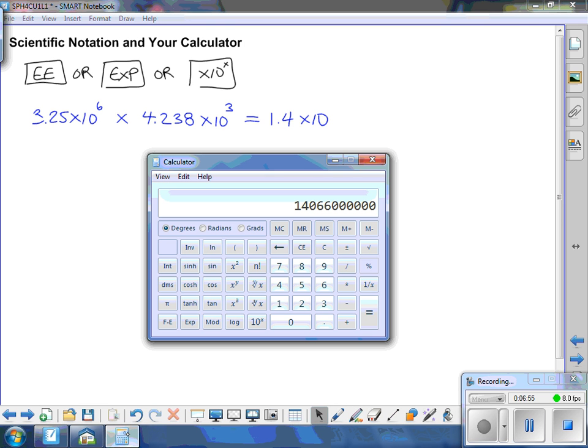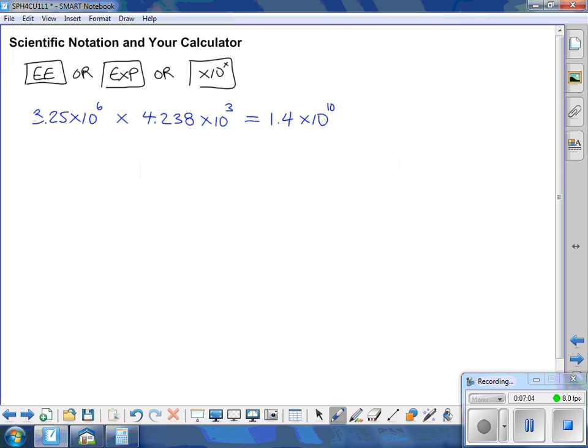If I bring that calculator up, I count my decimal places. So 1, 2, 3, 4, 5, 6, 7, 8, 9, 10. So 1.4 times 10 to the 10th. And most calculators, the handheld calculators, will automatically do that for you. So you can do any operation that you want with the calculator.